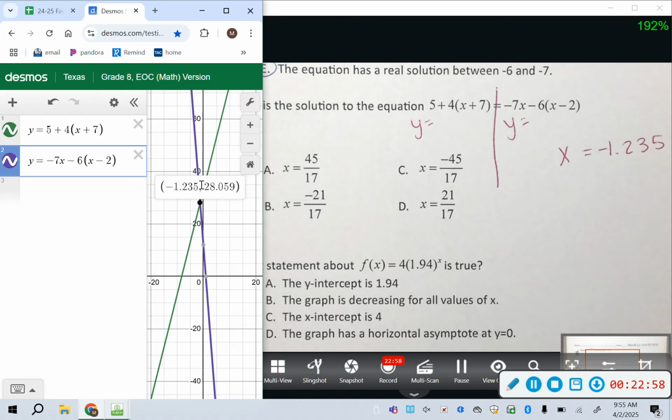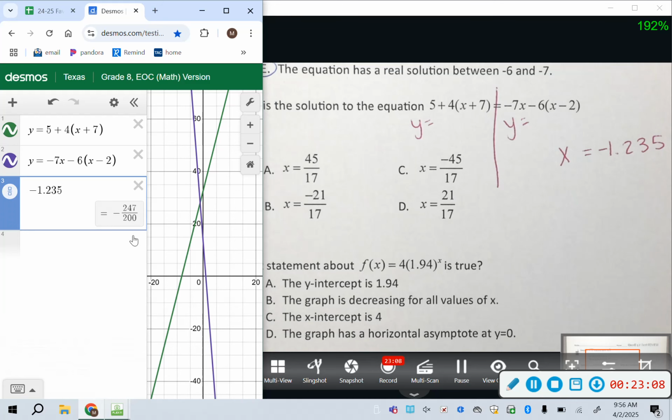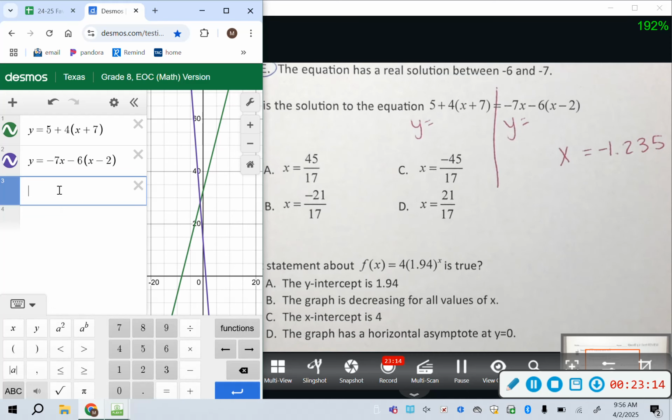Well, my answers are not written like that. I need to see what that equals. So if I type -1.235, it does give me the option, but none of those are them. So what that means is the calculator rounded it. So we need to figure out which one is equal to that. So we're going to type 45 divided by 17. And that equals 2.6. That's not right.